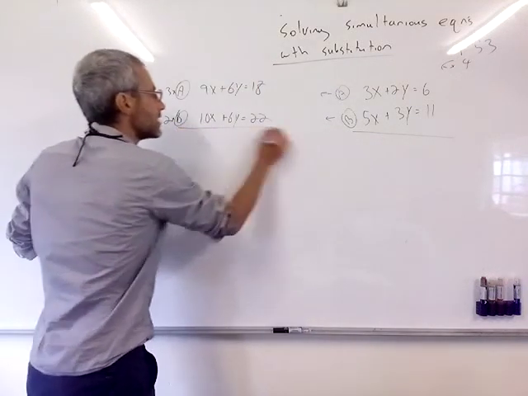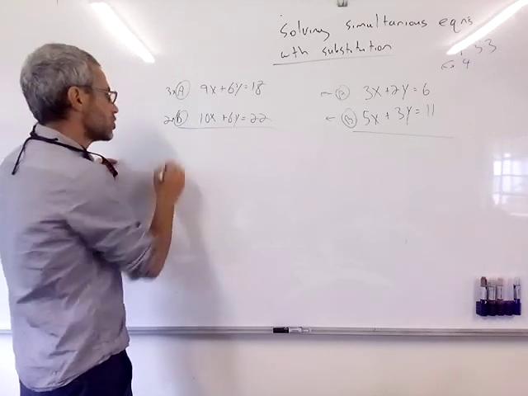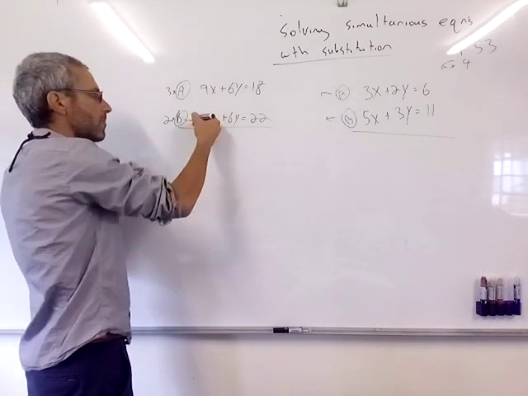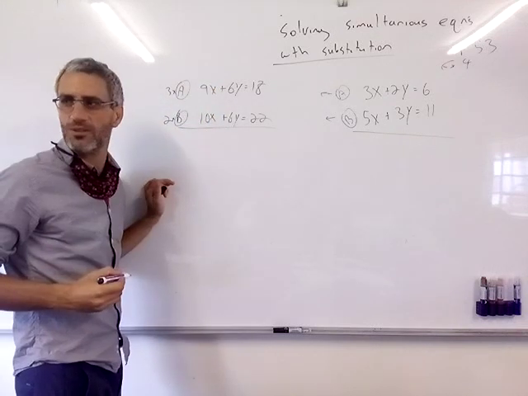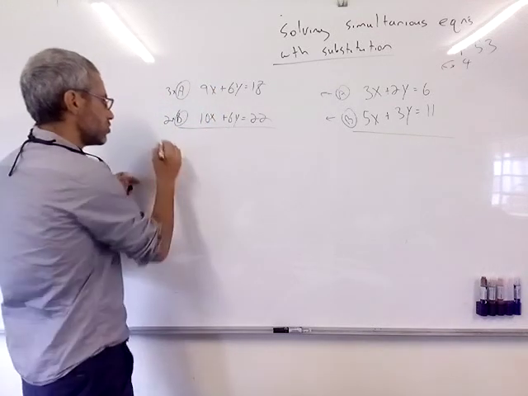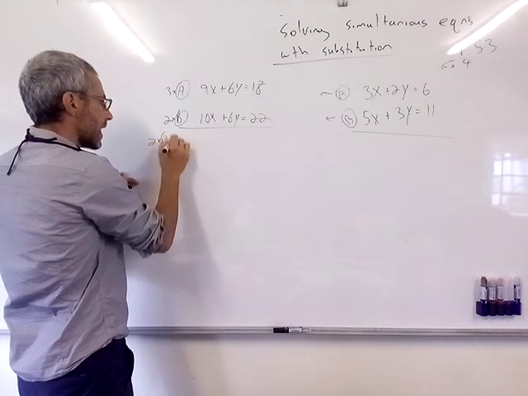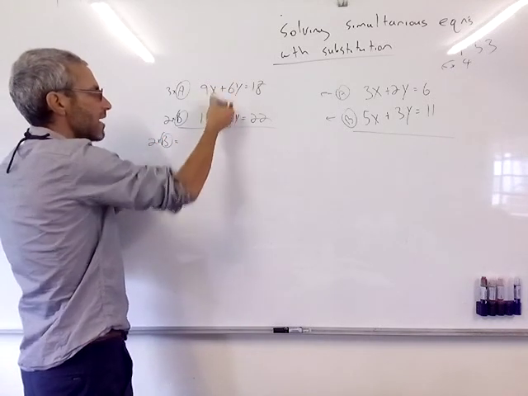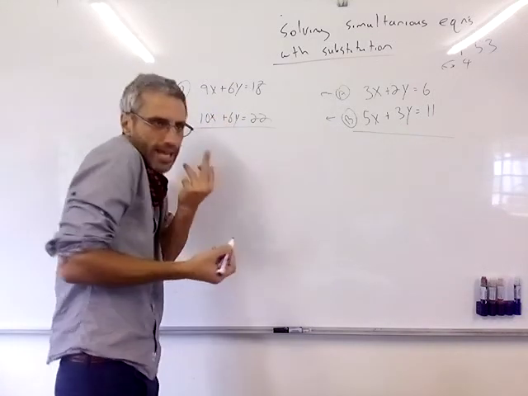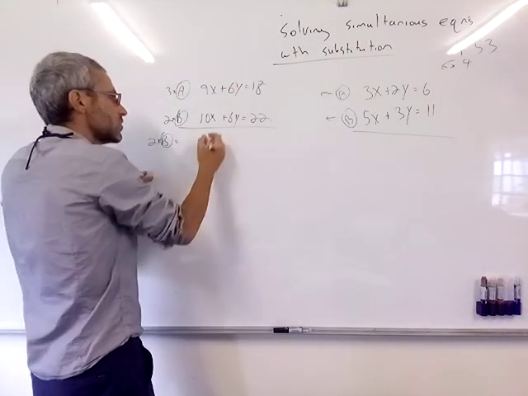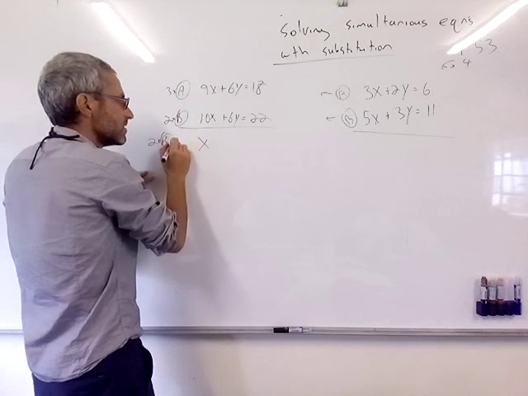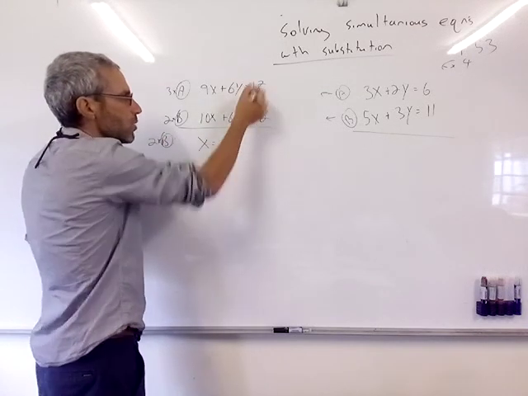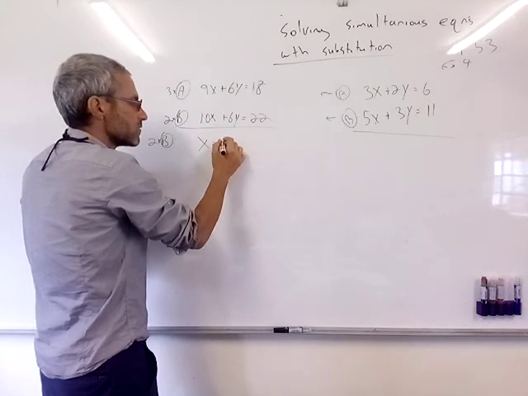But let's try and be clever about this. Which one shall we subtract from which? Are we going to do the top minus the bottom, or the bottom minus the top? I would do the bottom minus the top, because you know me, I like to be positive. If I do top minus bottom, I'll have 9x minus 10x, which gives minus x. But if I go bottom minus the top, I'm going to have exactly x. 10x minus 9x is x. 6y minus 6y is 0. 22 minus 18 is 4.